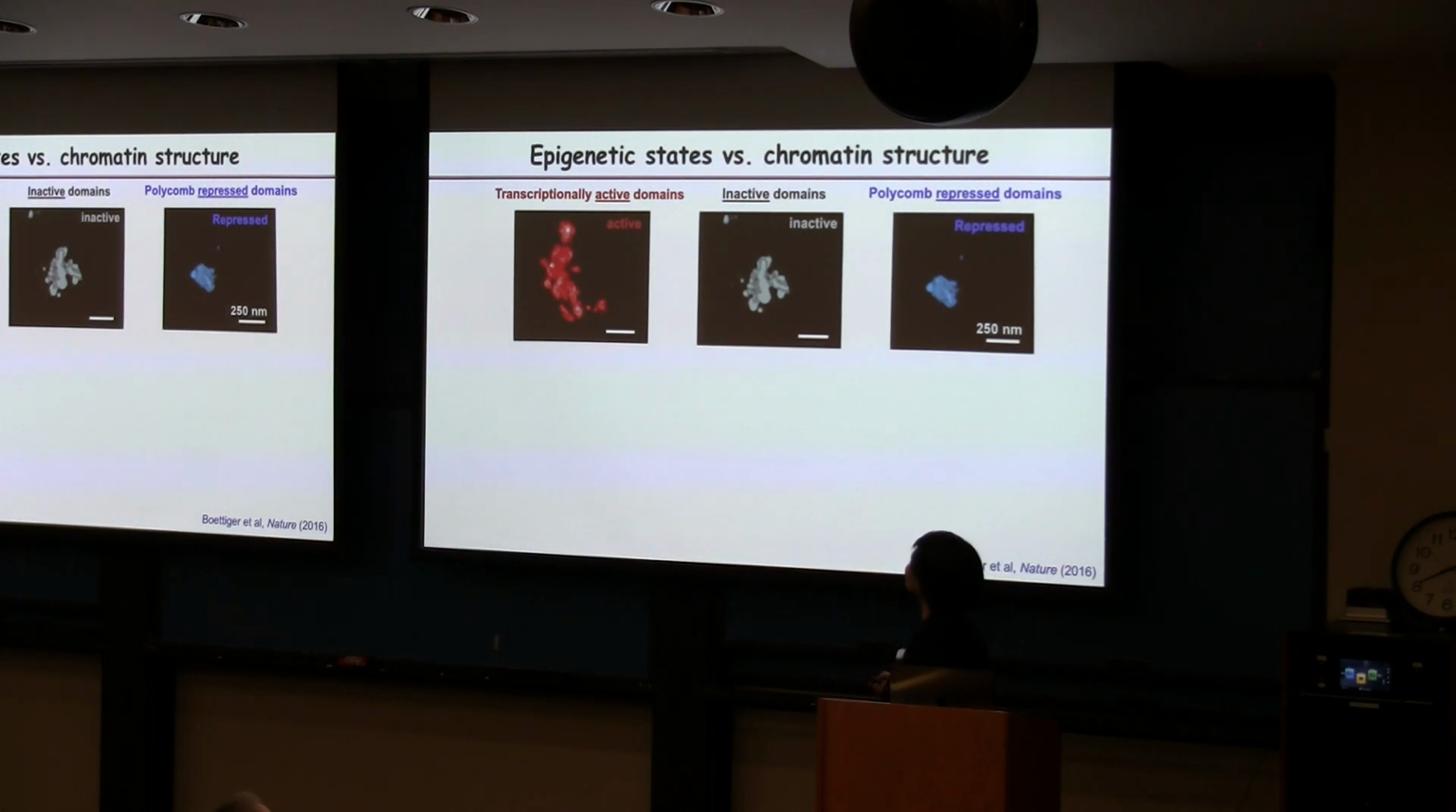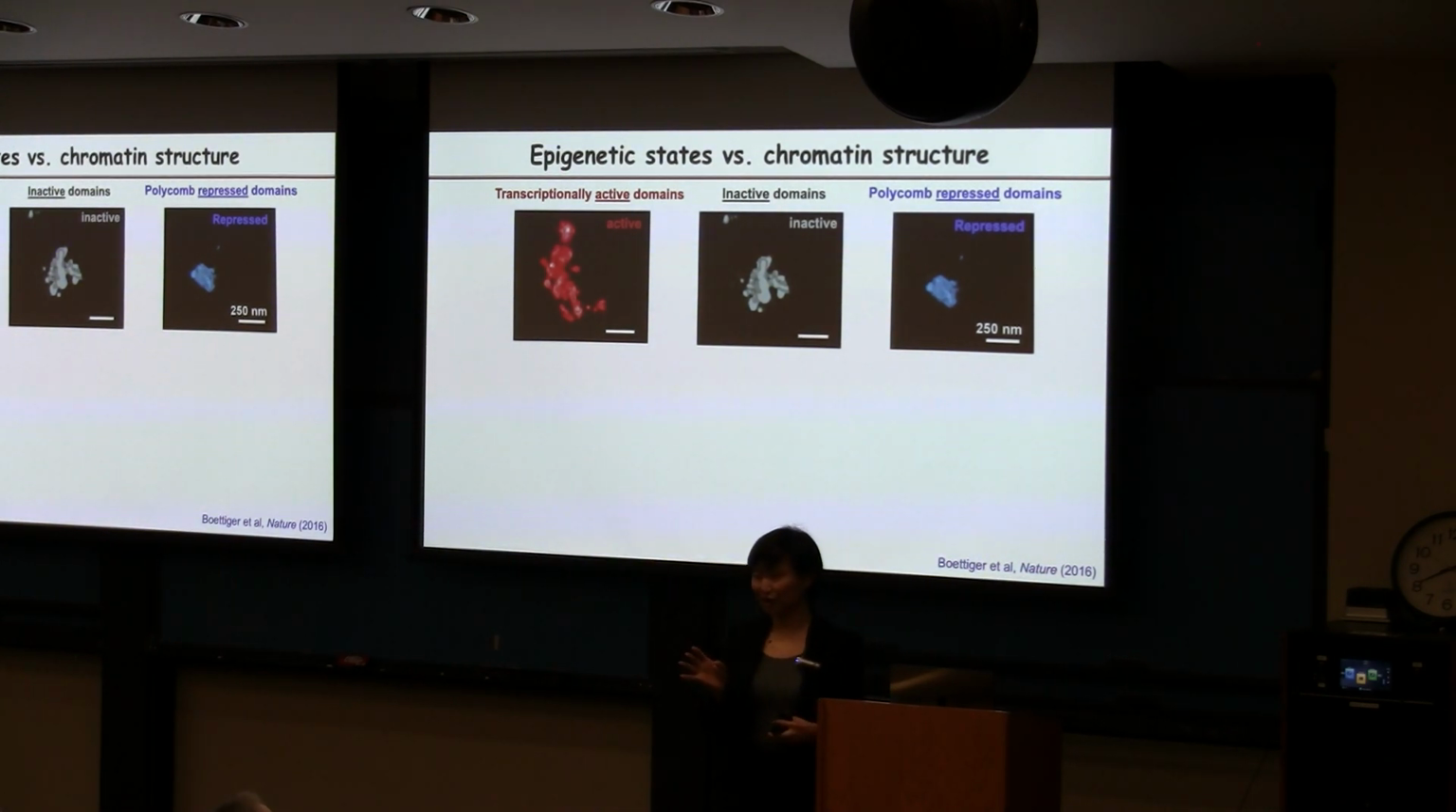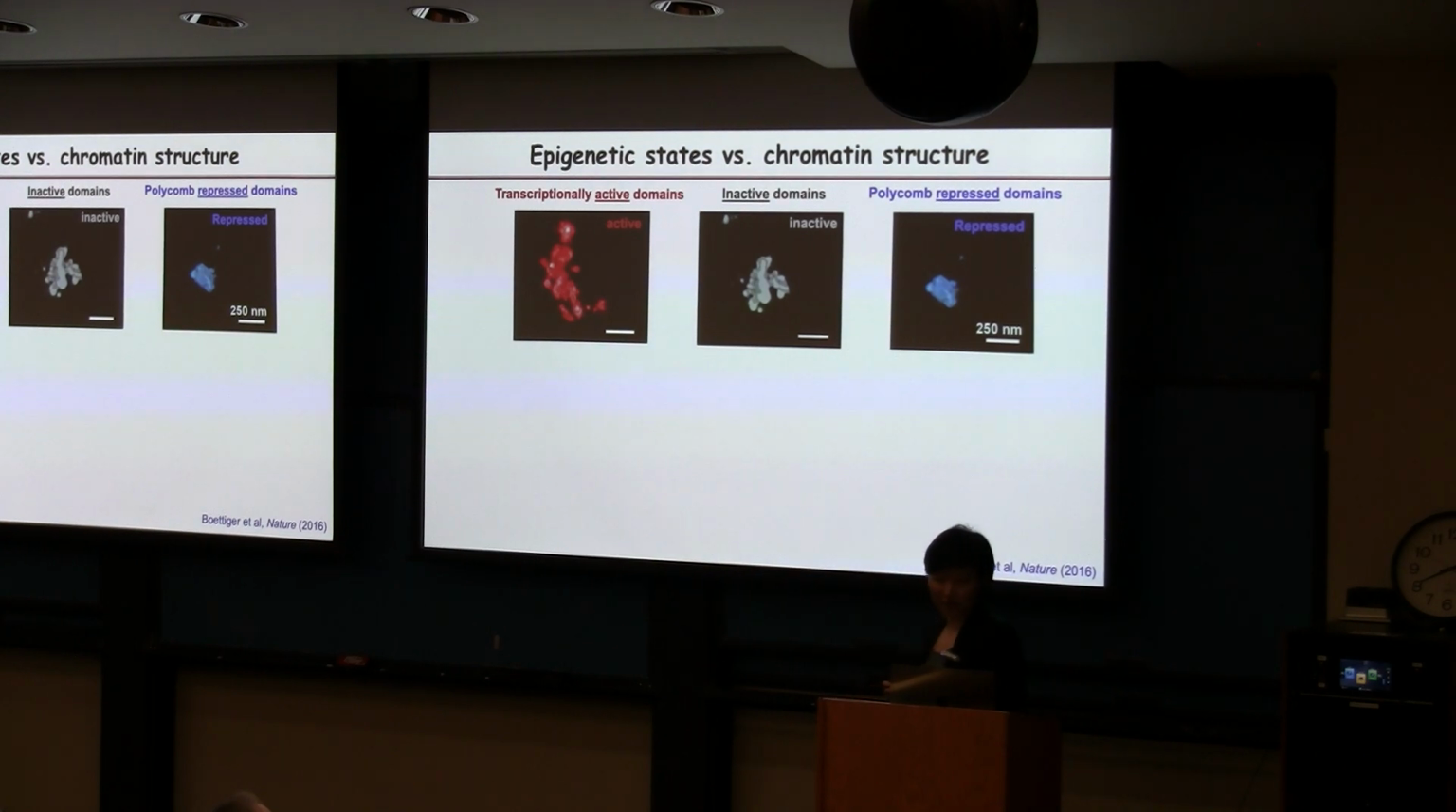So in an earlier work, we looked into how the folding changes depending on whether the DNA is transcriptionally active, inactive, or specifically repressed by a mechanism. This polycomb repression represses those genes that should be turned on during development, but rigorously turned off afterwards. So you really don't want them to be expressed.